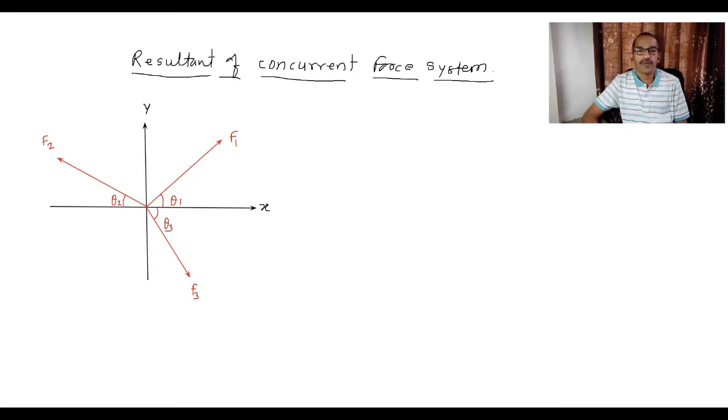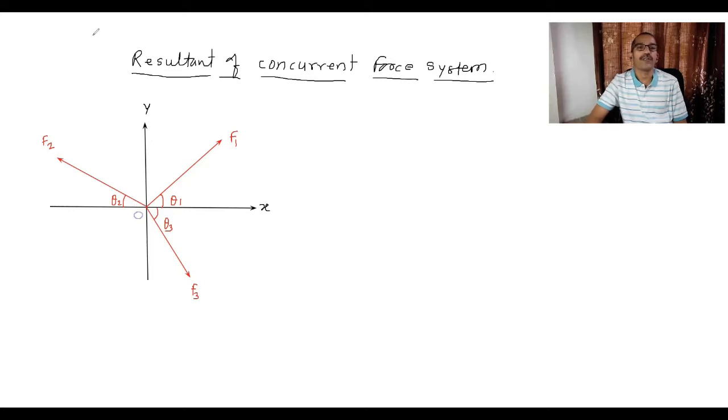Now, concurrent force system means the lines of action of all forces pass through a single point. That means in the figure drawn here, the number of forces is 3: F1, F2 and F3, inclined at angles theta 1, theta 2 and theta 3 with the horizontal. So the line of action of these three forces passes through this point, right? We'll give a name to this point, say point O, called the point of concurrence.